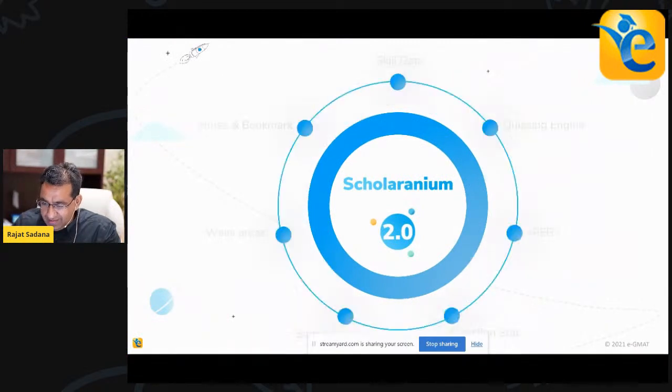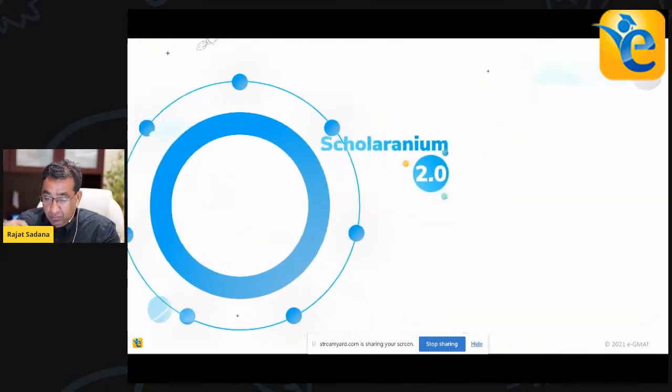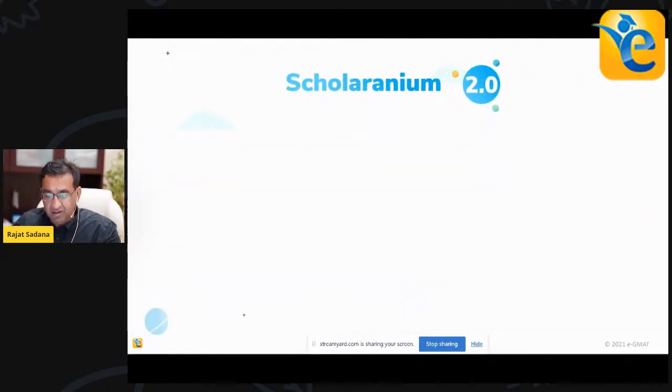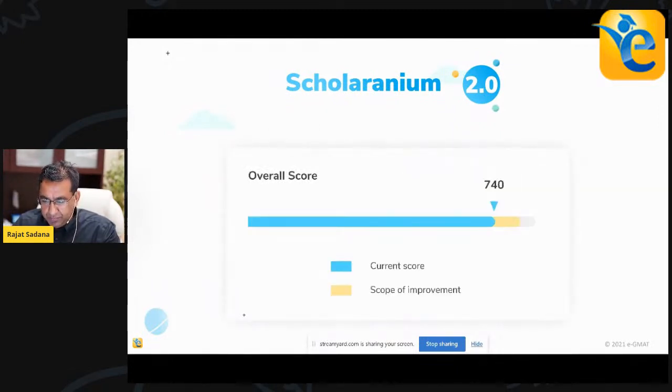So with that, let's talk about both these things, and I'm going to talk about just these two aspects of Scholaranium 2.0. And just to start, I want to tell you that Scholaranium 2.0 is so powerful that even when you have that 740 score, it can tell you what you should focus on to get to 760.